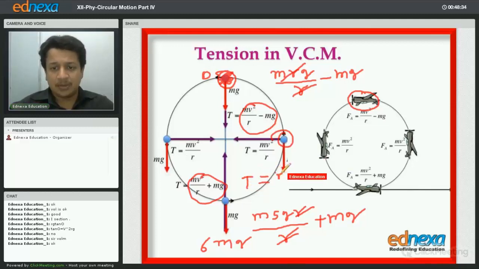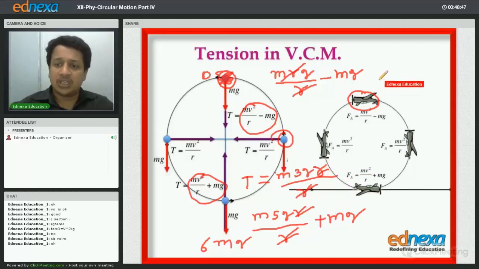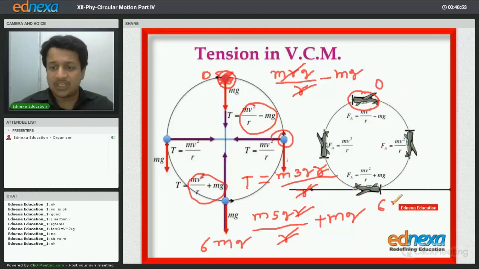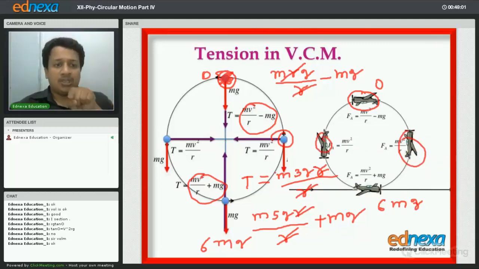So m v square by r is 3 gr, so 3 gr upon r. r will get cancelled. So what is the value? 3 mg. So tension at the topmost point is 0. Tension at the bottommost point is 6 mg, and tension at this point and this point is 3 mg. So 0, 5 mg, and at these 2 points it is 3 mg.